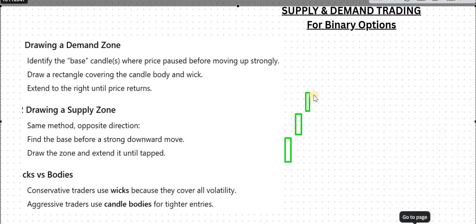In short, I'm going to use two candles so that when we talk about base, you know what we are talking about. Now, I identify the base candle. You see candle or candles where price pauses before moving up strongly. This is the base candle we are talking about. Now, you draw a rectangle covering the candle body and wick.